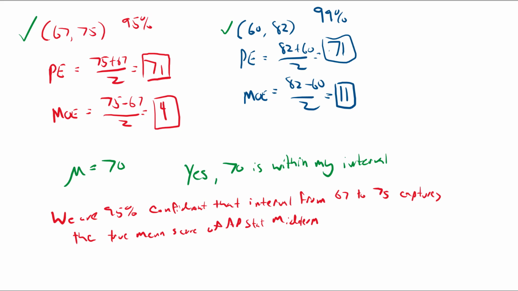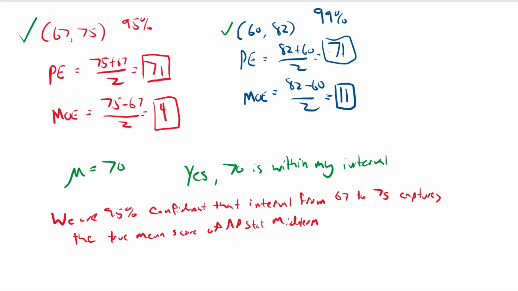Again, if you wanted to do this, I'm not going to write it all out again, but we can just change the numbers here. You would say you are 99% confident that the interval from 60 to 82 captures the true mean score of the AP midterm exams. Either one of those would be the same way of stating that information.